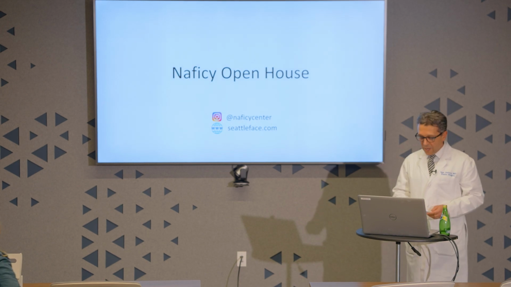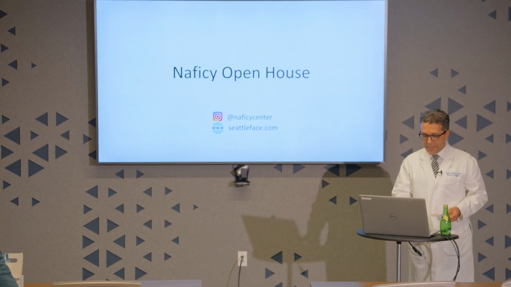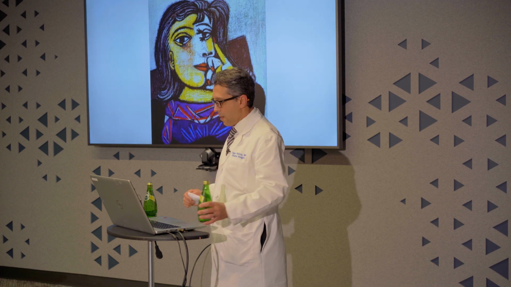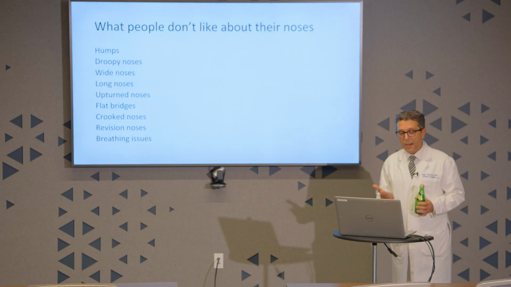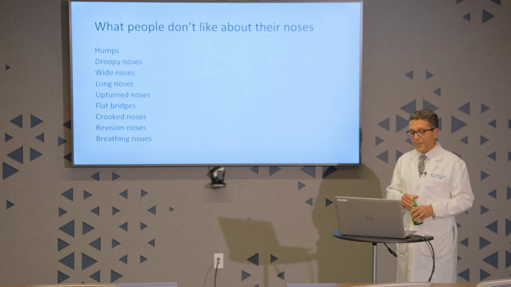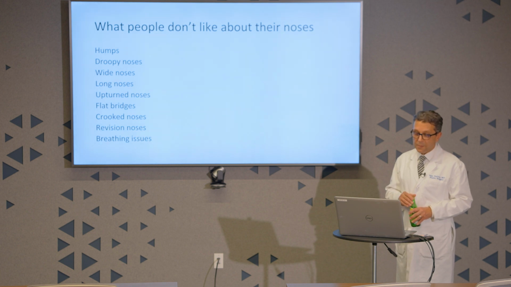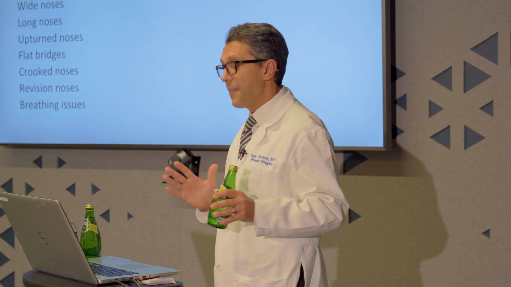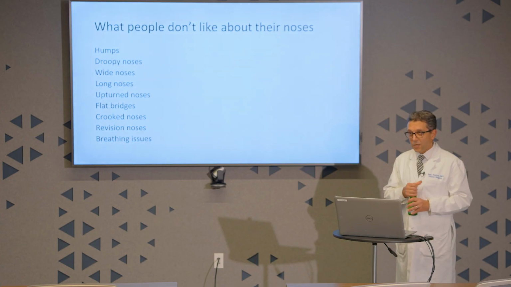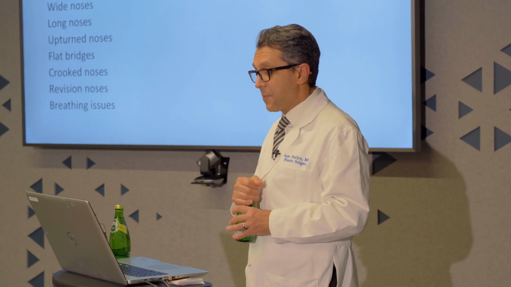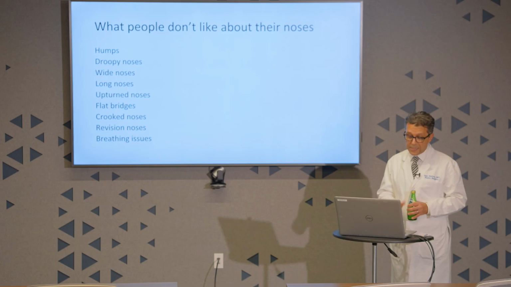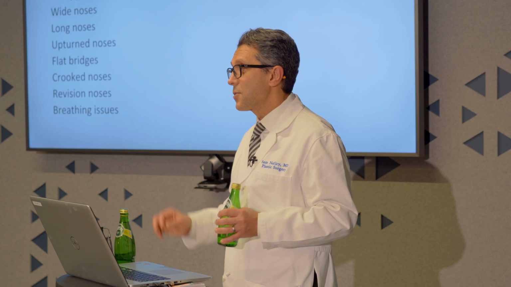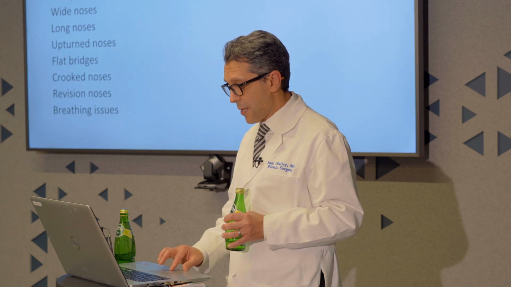The last portion of the talk is on noses, and what we're going to talk about are the typical things that patients don't like about their noses. Some of the most common examples are humps, droopy noses, wide noses, long noses, noses that are maybe too upturned, noses that are flat and wide, noses that are asymmetric or crooked, and noses that have had previous surgery where they need some corrective work. And then lastly, there are also some breathing concerns.